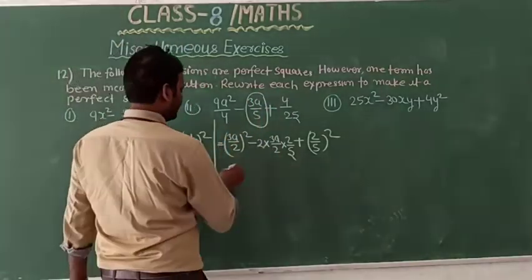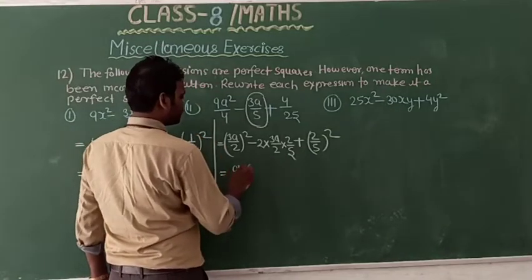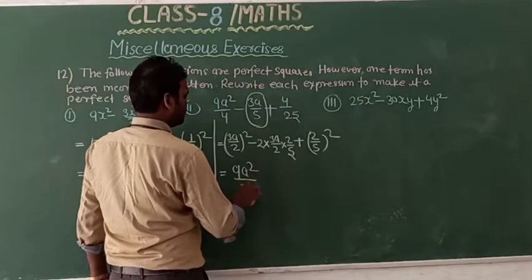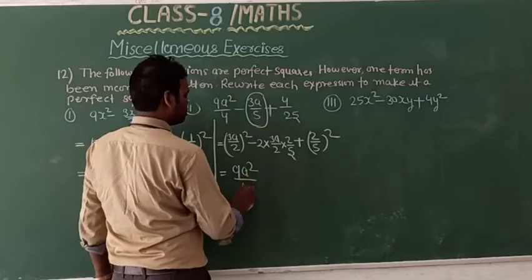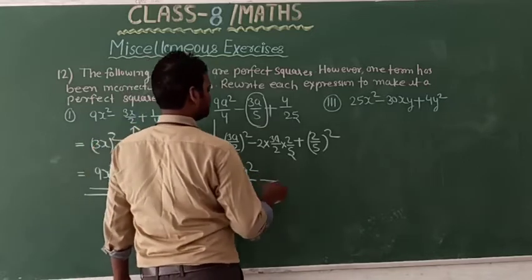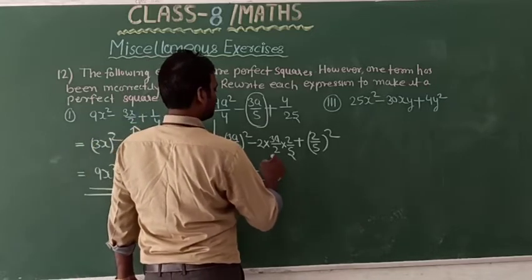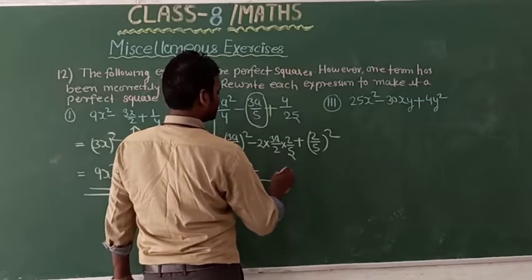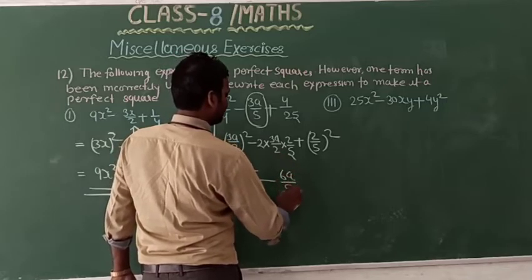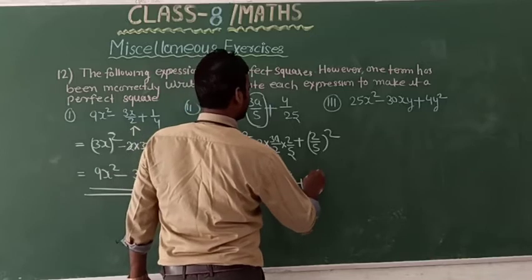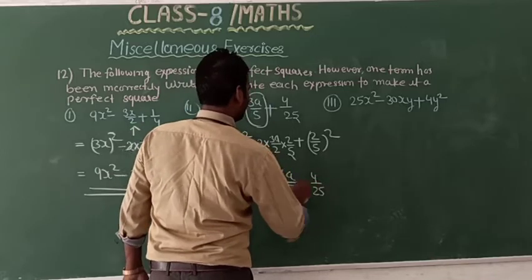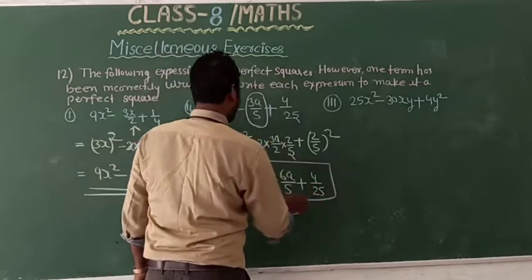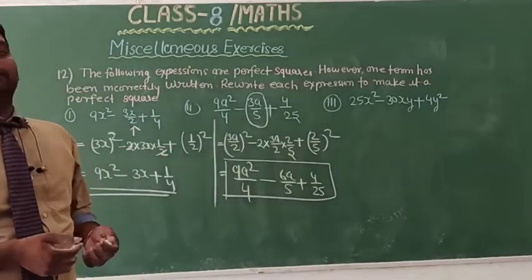So the correct term is 9a²/4 minus 6a/5 plus 4/25. This is the correct expression.